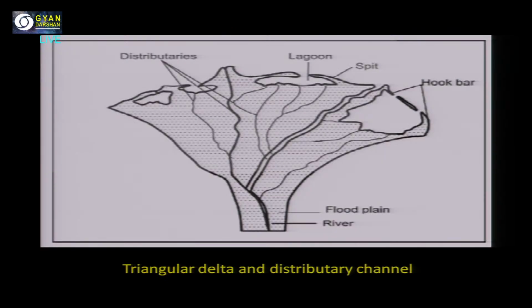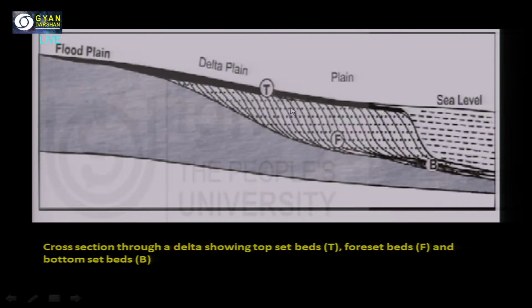And this is again a plan view of a delta, showing its triangular shape, its distributary channels and the lagoon. This is the cross section of a delta, wherein you can see the topset beds, foreset beds, and also the bottomset beds here.